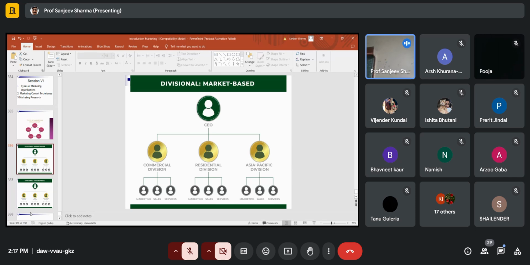The steps involved in marketing. What are the steps involved in marketing?